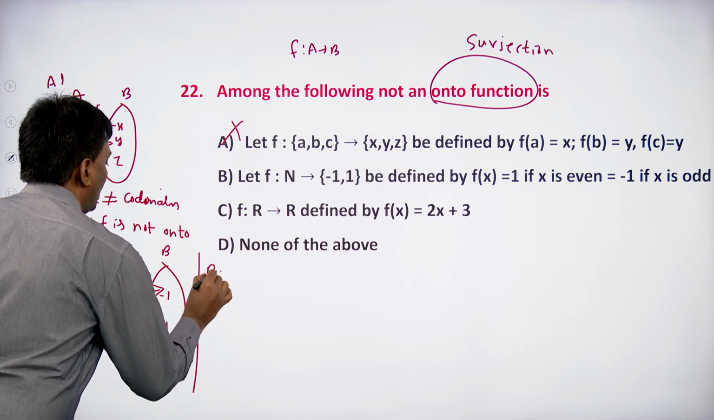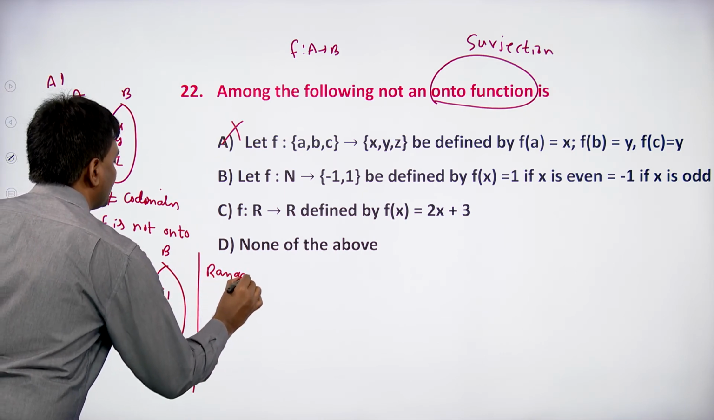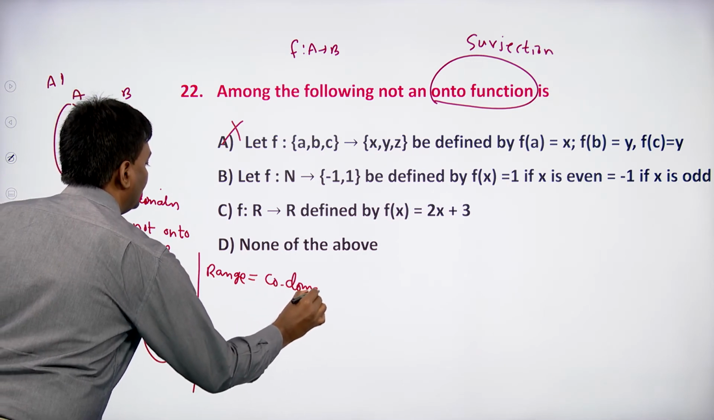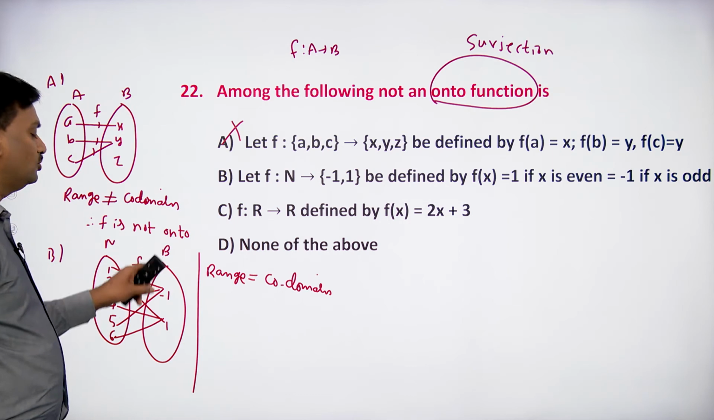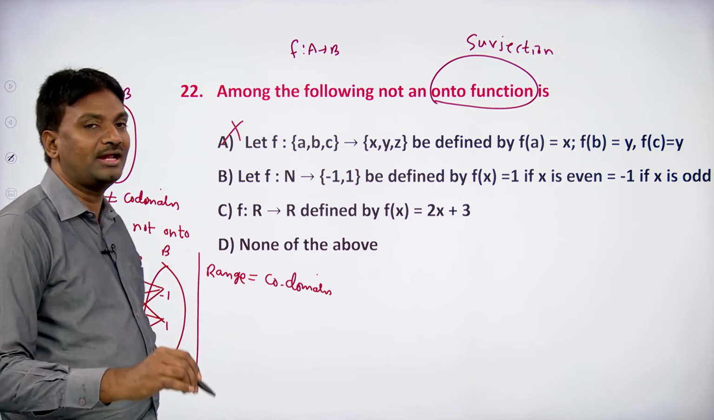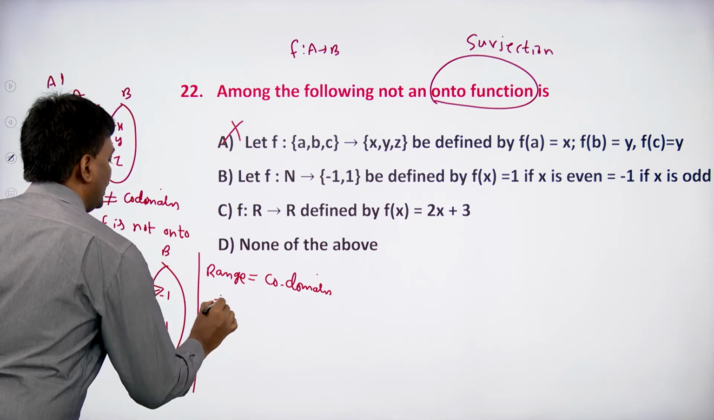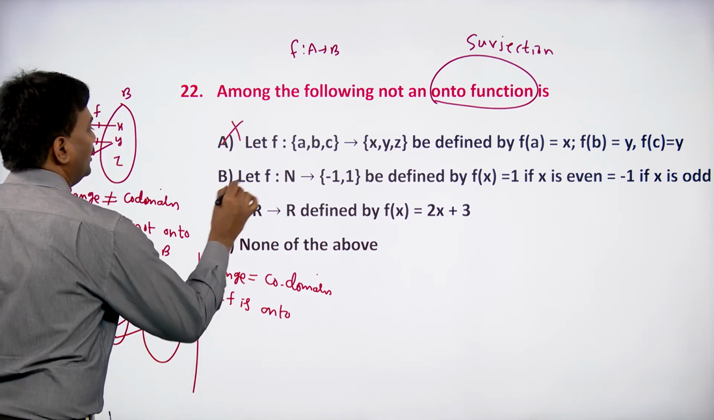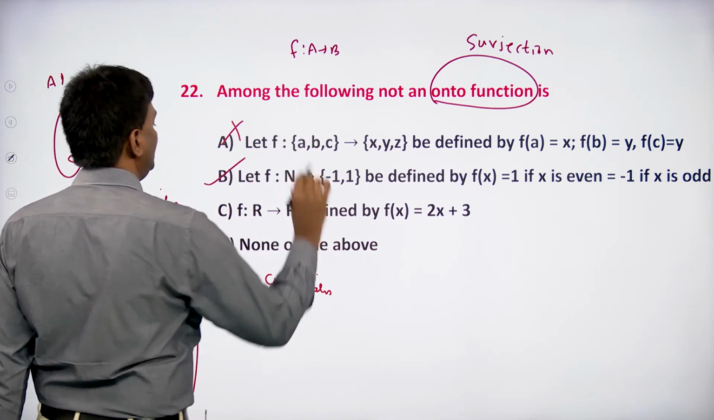So for this option we can say range equals codomain. The range is {-1, 1}, the codomain is also {-1, 1}. So therefore f is an onto function. So option B is correct.